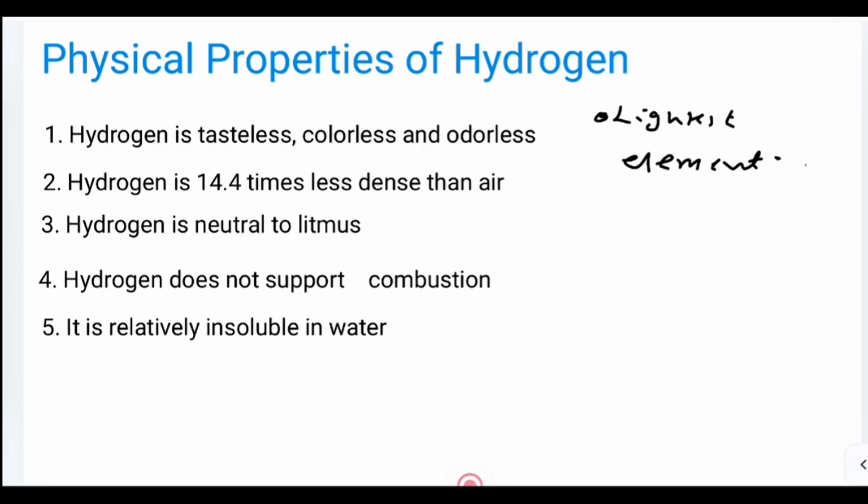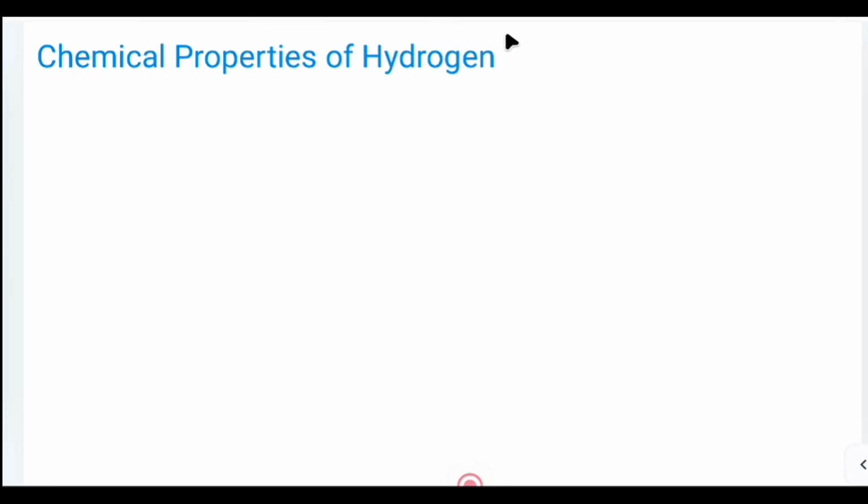Now let's see the chemical properties of hydrogen. This will involve some chemical reactions, so I advise you to have your notes with you. First, whenever hydrogen reacts with other elements, what is formed is called a hydride.